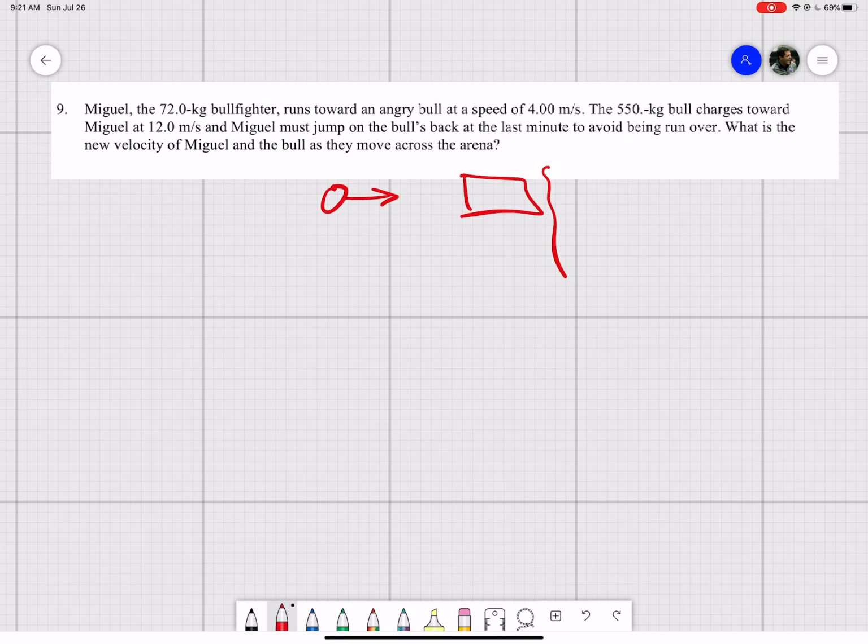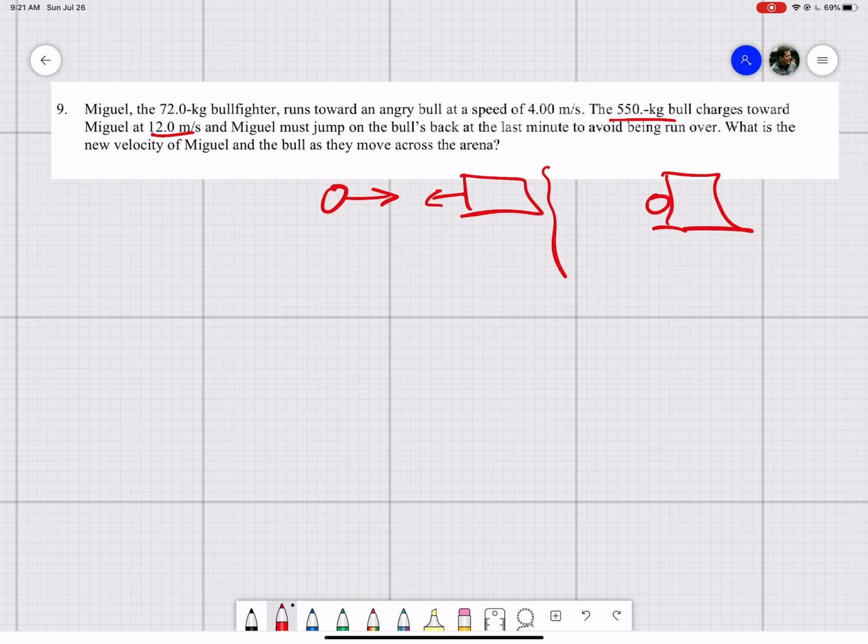Okay, so is the bull moving towards Miguel? It is. It's moving towards Miguel at 12 meters per second. So I don't think Miguel is going to last this one. So we have the bull going this direction, and Miguel, so they're both going towards each other. After, they are going to collide and stick together. I'm pretty sure I know which direction they'll be going in, but let's figure it out with math.